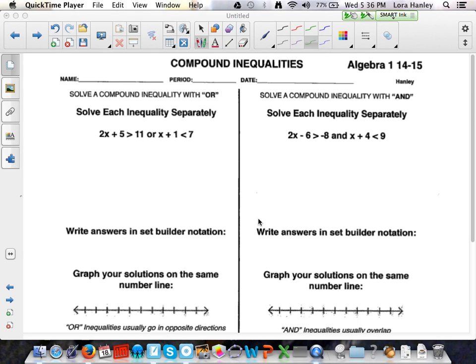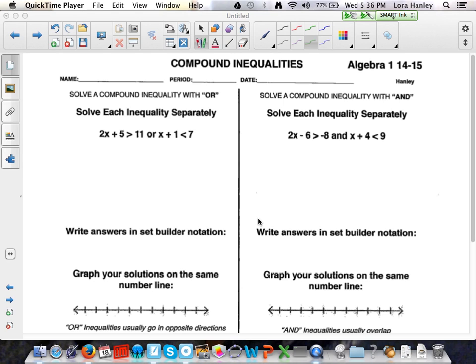So for compound inequalities with an OR, which is what we're going to start with, you want something that can be true, and it's going to be true either or. So you can have information that satisfies one side and also satisfies another, but they don't have to overlap. They don't have to intermingle at all. And let's look at our first example here.